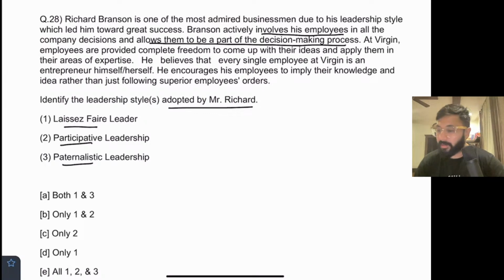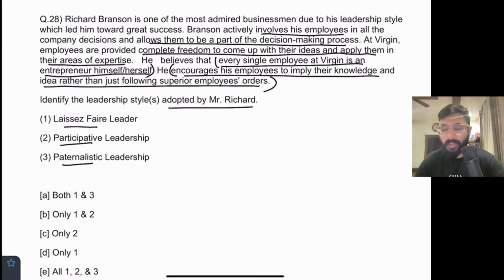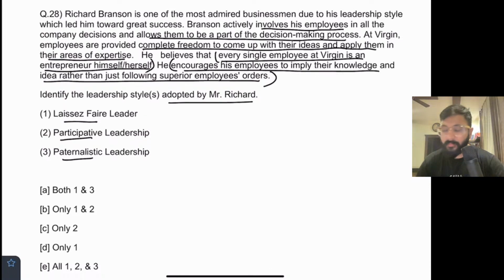ये keywords हो गया. At Virgin, employees are provided complete freedom to come up with their ideas and apply them in their areas of expertise. He believes that every single employee is an entrepreneur himself or herself. Encourages employees to apply their knowledge and ideas rather than just following superior employee orders. तो अभी क्या क्या करने की कोशिश कर रहे हैं.